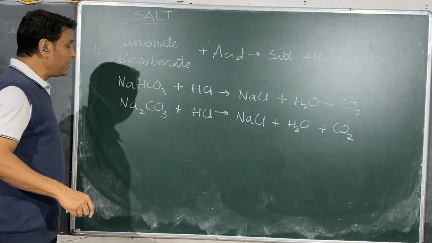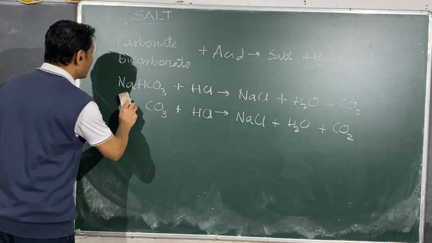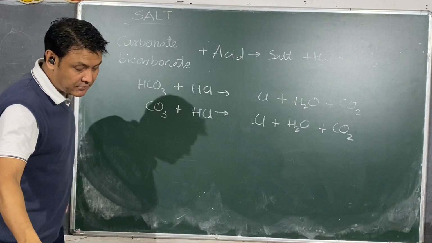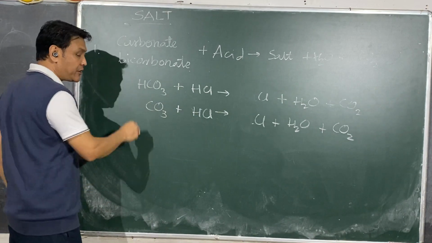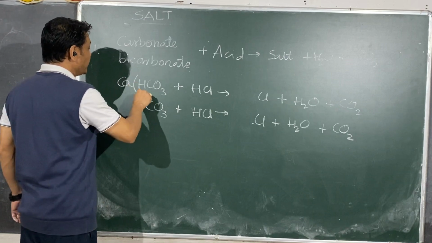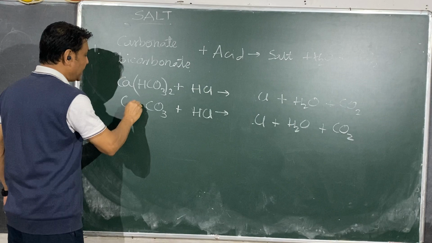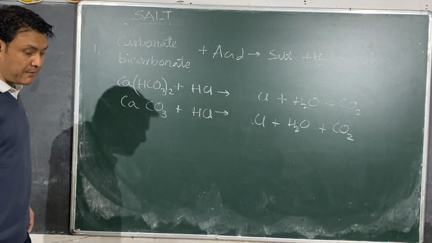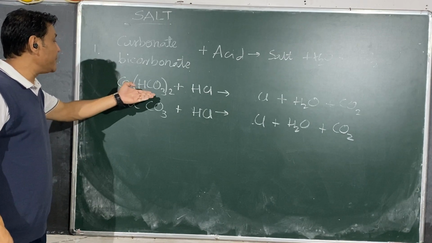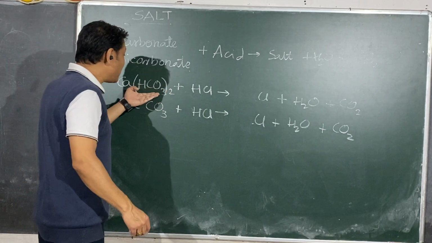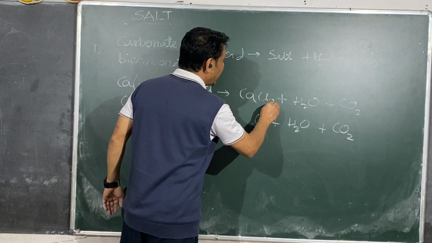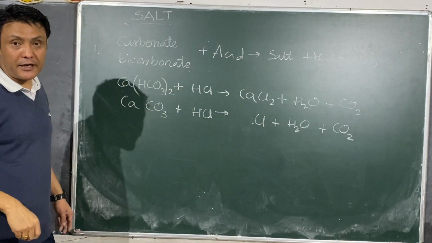So instead, you can also use not only sodium carbonate. Let us talk about calcium carbonate, or calcium bicarbonate. Ca(HCO3)2 and CaCO3, calcium bicarbonate and calcium carbonate. Now, since the reaction is between calcium carbonate or calcium bicarbonate and an acid, you get a salt, calcium chloride, CaCl2, plus water plus carbon dioxide.